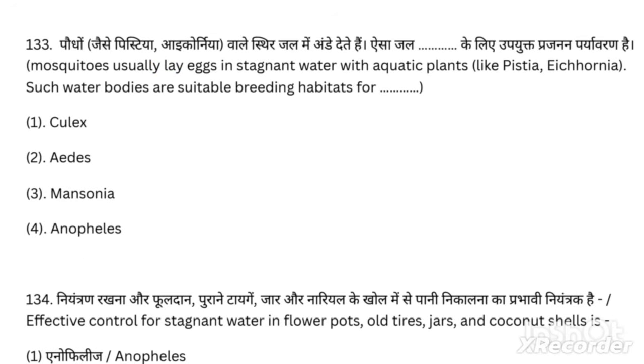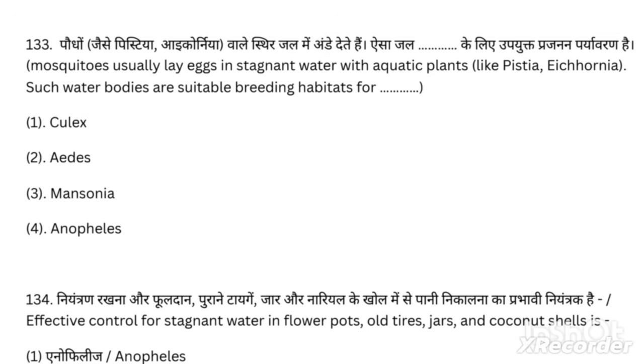So our next question is, mosquito usually lays egg in stagnant water with aquatic plant like pistia and eichhornia. Such water bodies are suitable breeding for. So the correct answer is Mansonia. These mosquitoes lay eggs in stagnant water and aquatic plant. So it is controlled by surface drainage, such as water should be drained through the surface drain to remove the floating vegetation and prevent mosquito breeding.